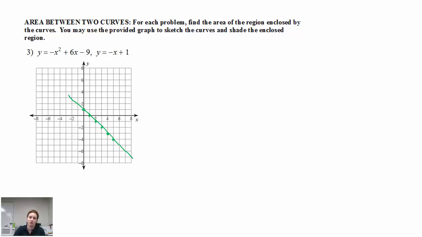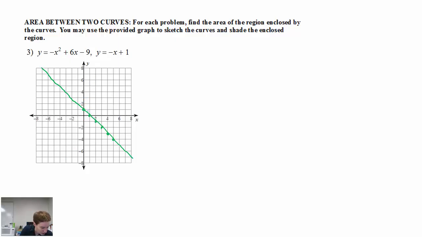If we didn't want to graph it, but we wanted to know where they intersect, we could set these equations equal to each other and solve for x. That would be another way to do it. But if we graph it and we graph it well, we should be able to tell where they're intersecting.